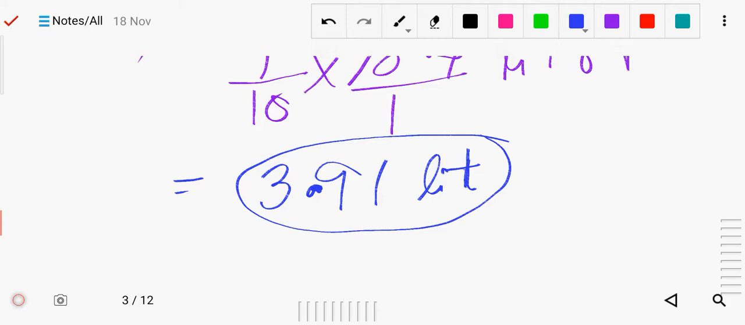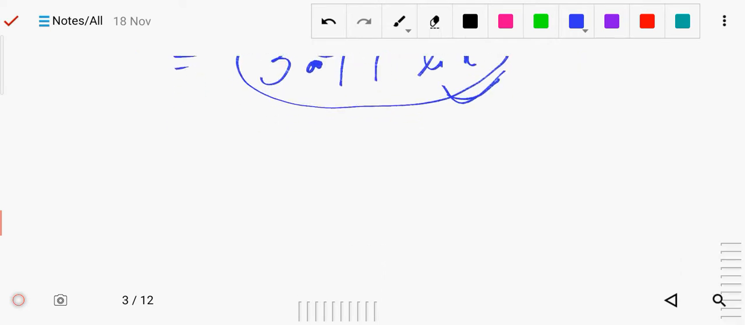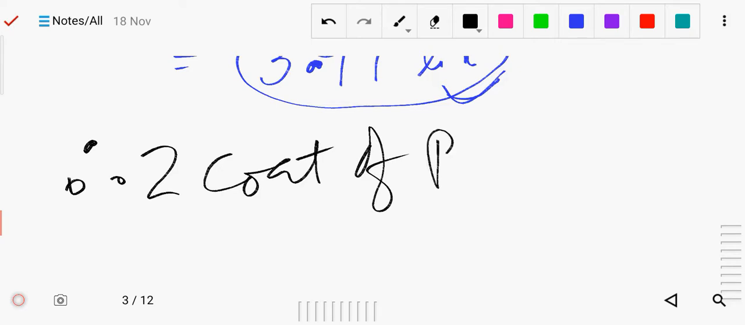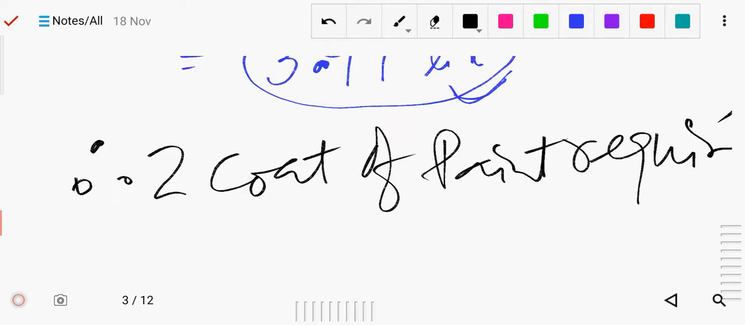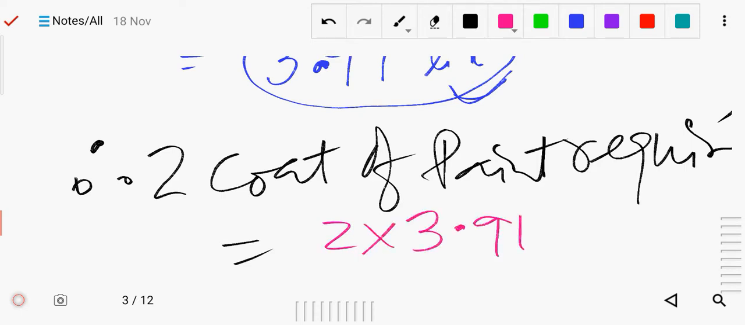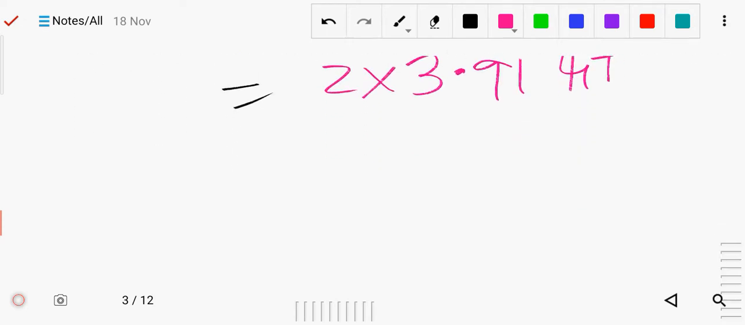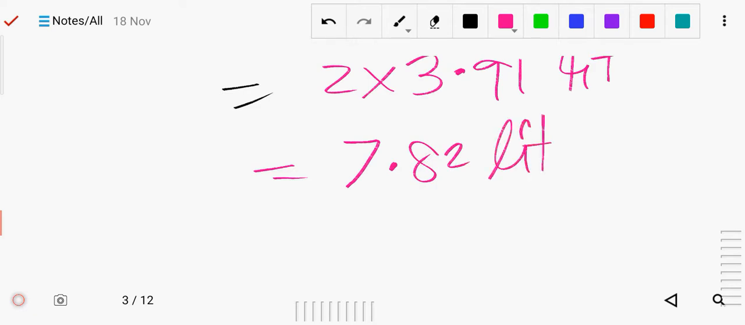But in the question it is asked that you have to paint 2 times, means 2 coatings. This 3.91 liter will be used in one coating, but we have to use 2 coatings. So 2 coats of paint required. So you can multiply it by 2. So 2 into 3.91 liter, you can multiply these two, so it will be 7.82 liter of paint will be used.